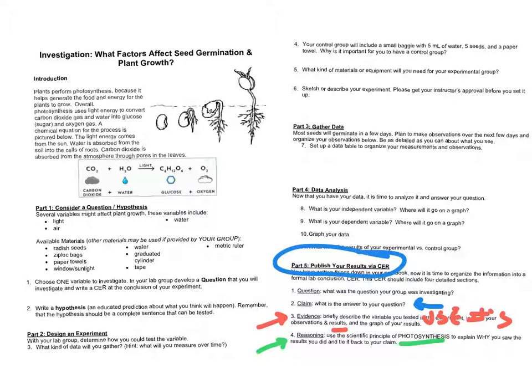All right. Now, the reason why it's so important is because your reasoning needs to use a scientific principle in order to explain. You can't just pull things out of thin air. It has to be science. So when you're doing your reasoning, every time, you need to make sure that you're using some kind of scientific principle to explain why. So in this lab, it was the scientific principle of photosynthesis.